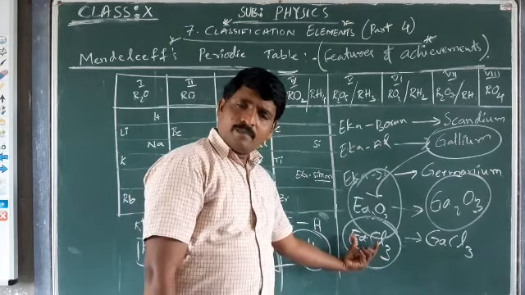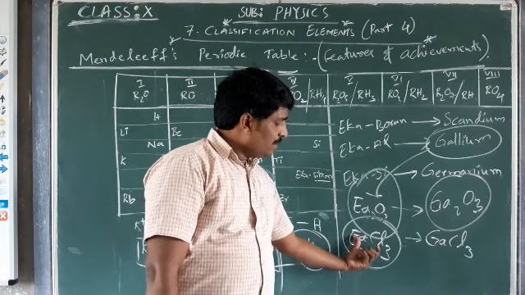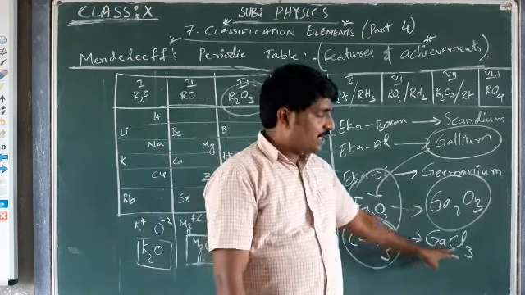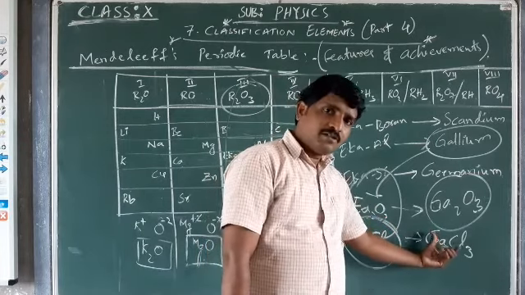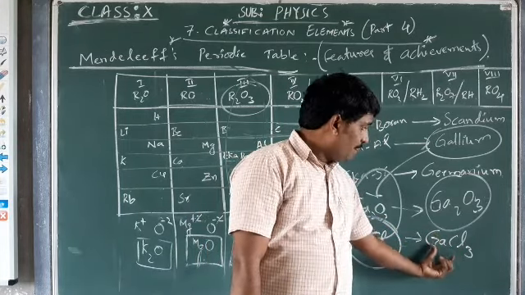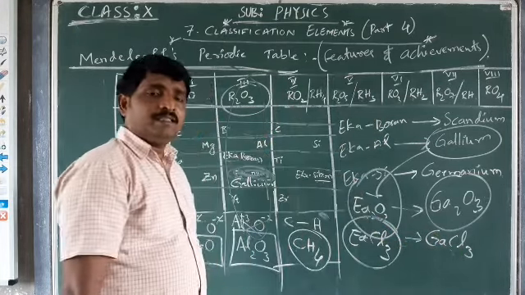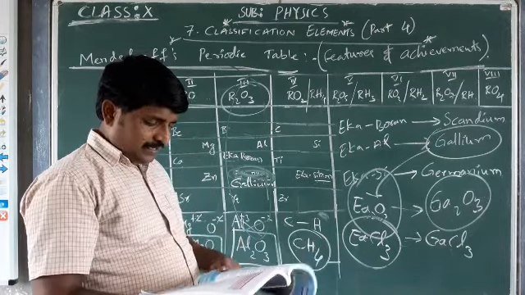When Eka aluminium reacts with chlorine, EaCl3 is going to form. Likewise, after the discovery of gallium, GaCl3 chlorides are formed in that manner. That's what is being discussed here.